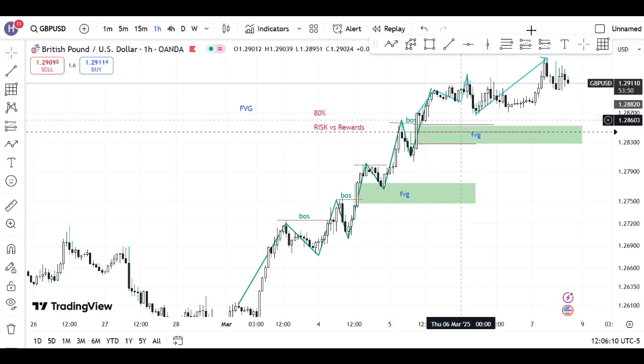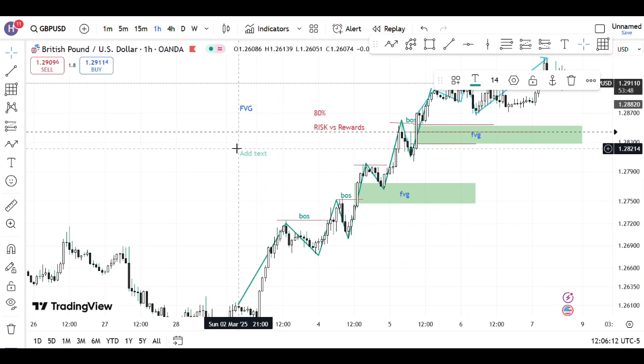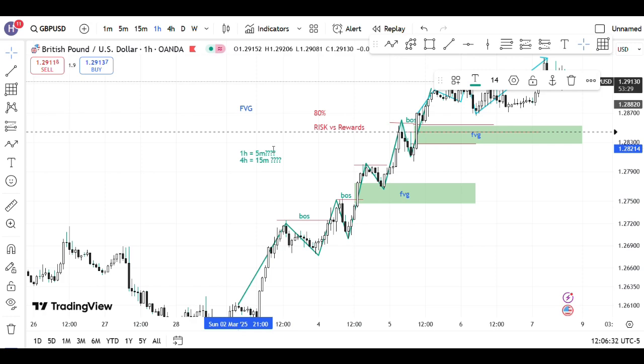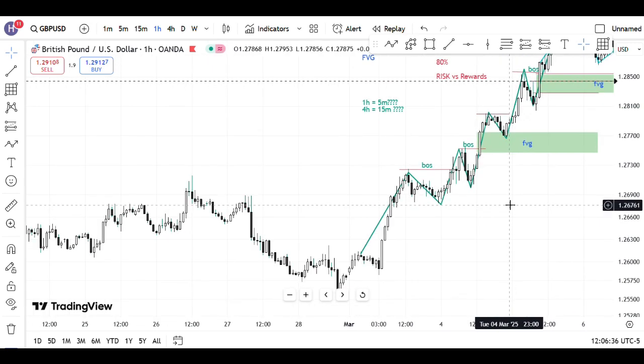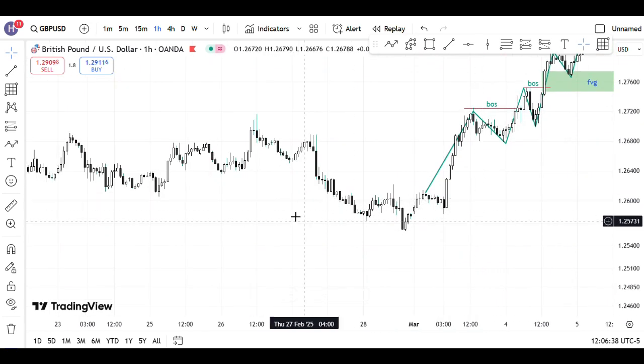Okay, so I will tell you why we are moving from high time frame to low time frame, like 5 minutes. If you are using the 1H chart, you need to go to the low time frame, 5 minutes. If you are using the 4 hour chart, you need to go to the 15 minutes lower time frame to take an entry. Why? Nobody tells this one. I will tell you.